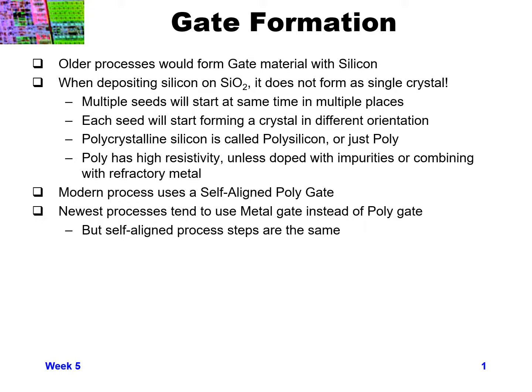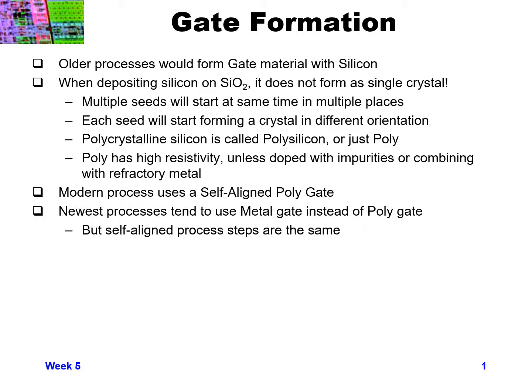So what we wind up doing next is we'll deposit a layer of silicon on the silicon dioxide gate oxide. The thing to keep in mind with trying to deposit silicon on silicon dioxide is it does not form a single crystal, because the silicon dioxide is not a crystalline structure, and so as silicon is growing on top of silicon dioxide, it can't follow the crystal structure and keep a single crystal structure. So what winds up happening is when we're depositing silicon on silicon dioxide, multiple silicon crystalline seeds will start at the same time in multiple places.